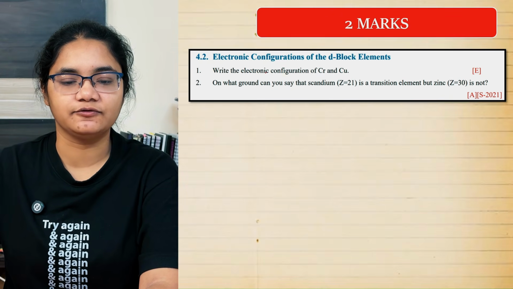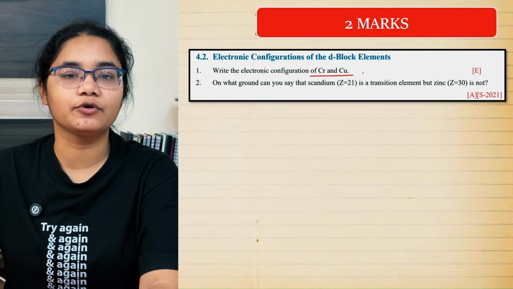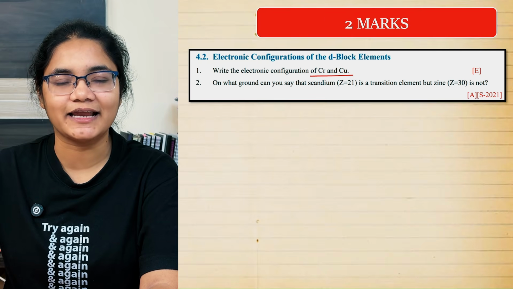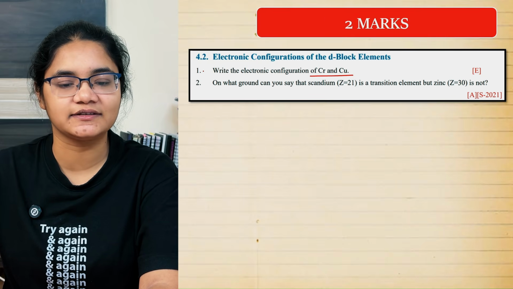So let's start. In D and F block you will get 2 marker and 3 marker questions, so we will discuss 2 and 3 markers separately. There are almost 40 questions in 2 markers and almost 40 questions in 3 markers also. So let's get started with the 2 marker questions first. Write the electronic configuration of chromium and copper. We know that they have slightly different configurations, so that is why this is asked.